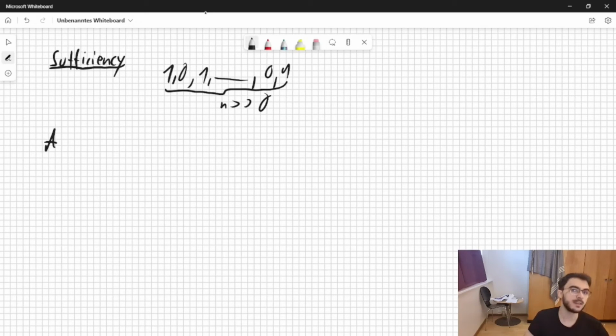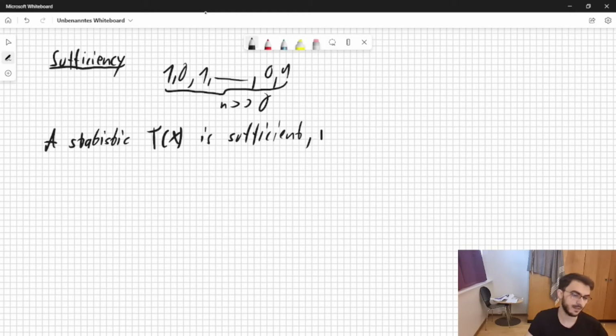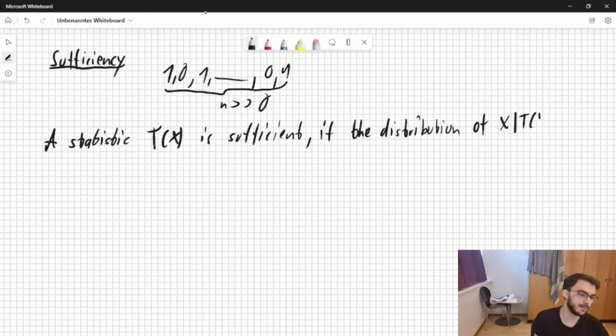So a statistic T, statistic just means function. Let's just say function, measurable function. A statistic T of X is sufficient. Now I'm not going to use this intuitive definition, but I'm going to use the mathematical definition, which is that the distribution of X given T of X does not depend on theta.